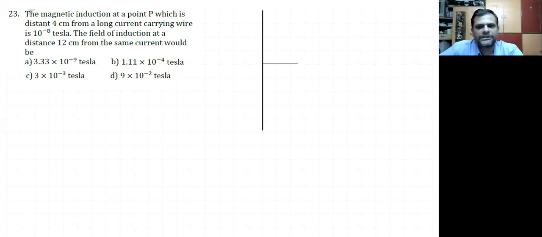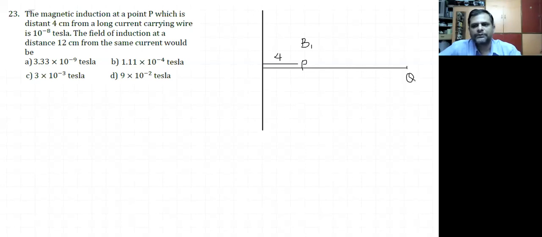तो ये समझो पॉइंट P जो है वो 4 सेंटीमीटर डिस्टेंस पे है और वहां पे उसका जो मैग्नेटिक इंडक्शन है, उसको हम बोल देंगे सपोज B1 है. ठीक है. The field of induction at a distance 12 centimeter from the same current would be, मतलब अभी सेम करंट कैरिंग कॉइल से अगर एक दूसरा पॉइंट जो कि 12 सेंटीमीटर डिस्टेंस पे है तो उस पे मैग्नेटिक इंडक्शन कितना होगा, तो वो हमको ढूंढ के निकालना है. Suppose this point is going to be Q here and we want to find out the magnetic induction B2 here.